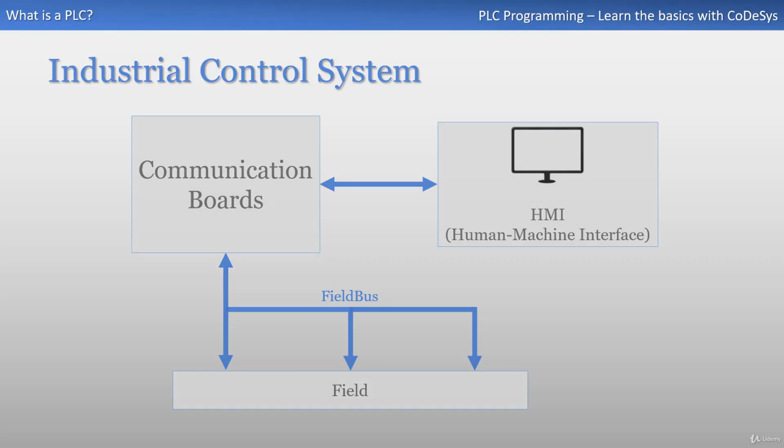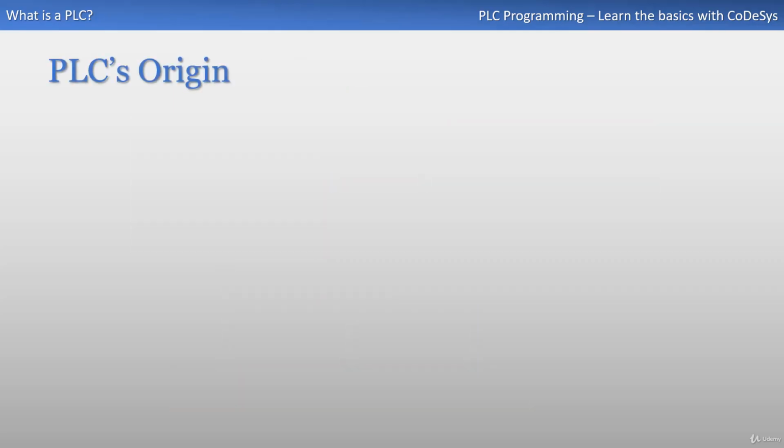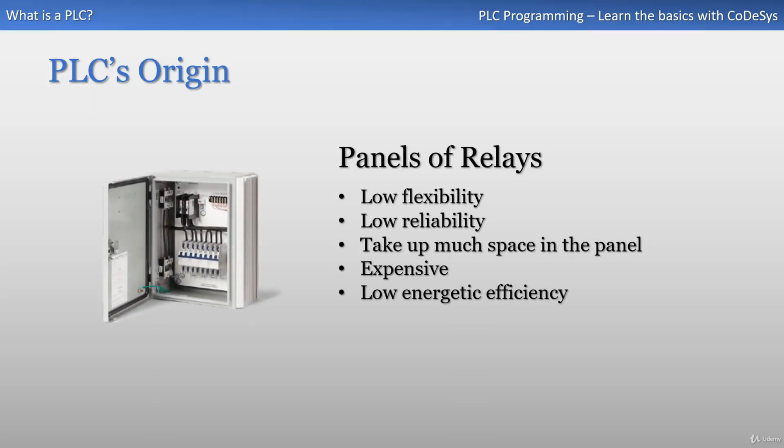Now, let's see the origin of the PLC, how they were born, and what changed in the way they are programmed. Many decades ago, the control of industrial systems was carried out by assembling panels of relays. Relays are devices that turn on and off.